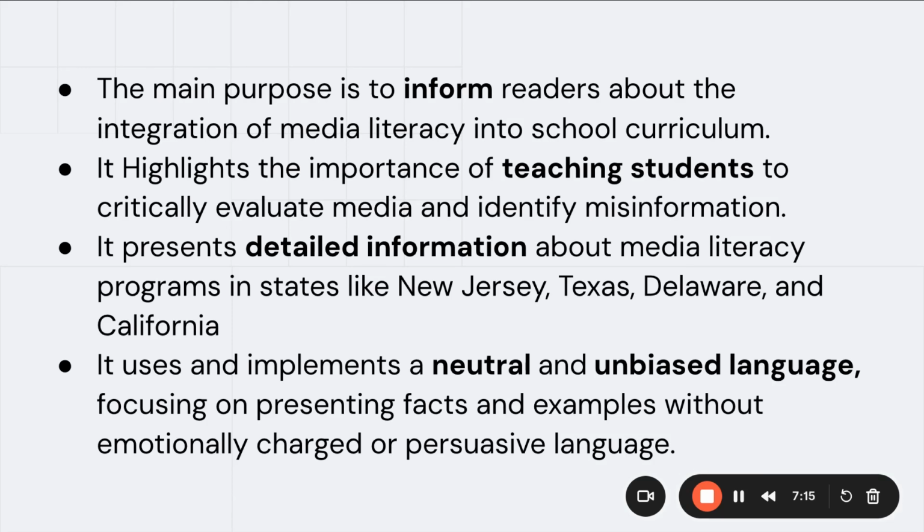And we need to think about that in a broad aspect of education as well. It highlights the importance of teaching students to critically evaluate media and identify the misinformation presented. It presents detailed information about media literacy programs in states like New Jersey, Texas, Delaware, and also California. It uses neutral and unbiased language, which focuses on presenting facts and clear examples without being emotionally involved or using persuasive language.